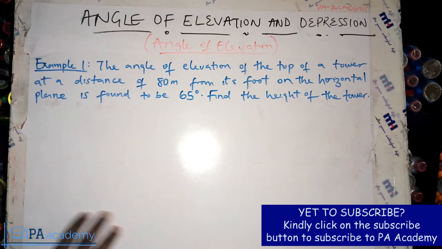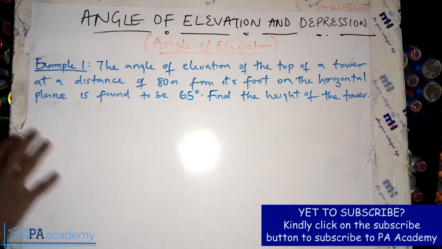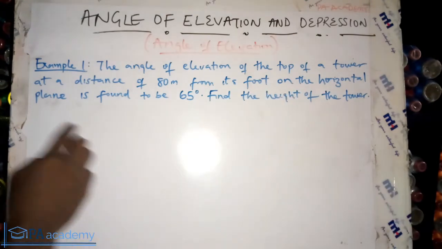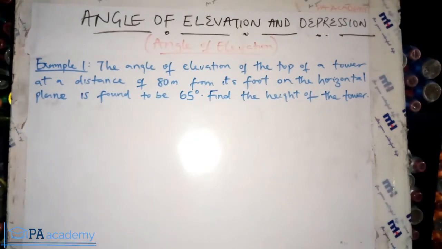So now we are going to be looking at an example under angle of elevation, and this example says the angle of elevation of the top of the tower at a distance of 80 meters from its foot on the horizontal plane is found to be 65 degrees. Find the height of the tower.